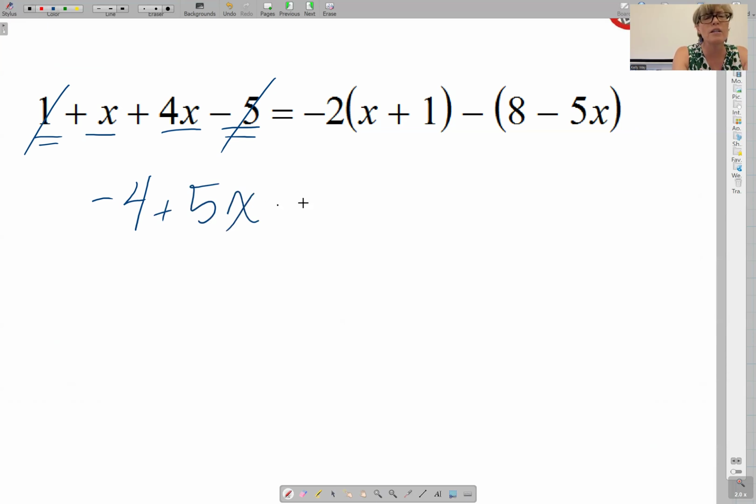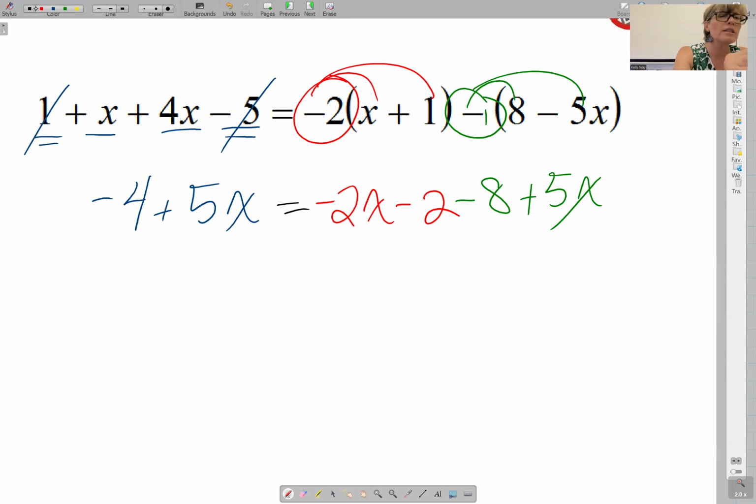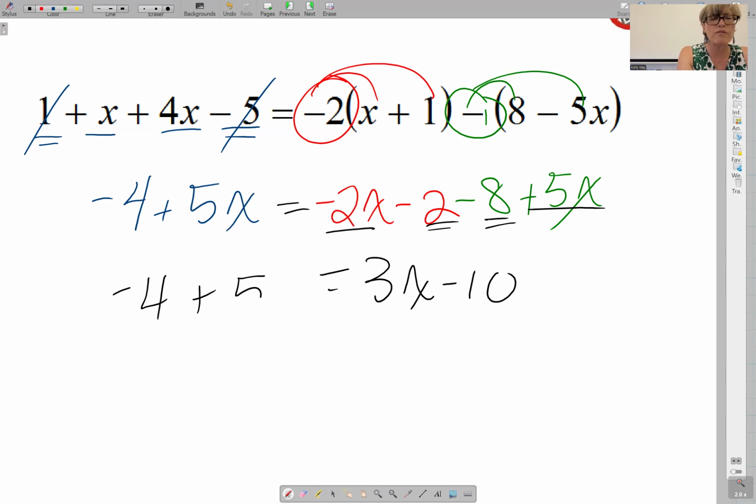On the right-hand side, we are going to circle, distribute, -2x. And instead of plus -2, I'm just going to go -2. That's easier. -2. And then this is a -1. Circle and distribute. That's going to be -8. Double negative makes a positive 5x. And collect like terms on the right. And that's going to be 3x minus 10, -4 plus 5x.